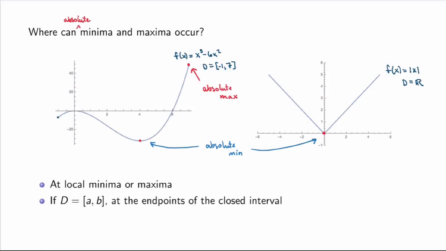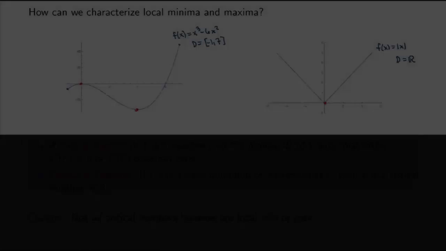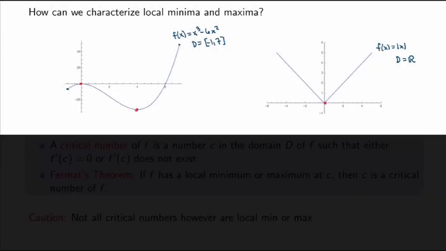All right, so the second one is pretty easy to figure out. If you have a closed domain, then you can just look at the value of the function at the endpoints. So the first one is the hardest one. So let me now focus on trying to find the local minima and maxima of a function. So how can we characterize local min and max?